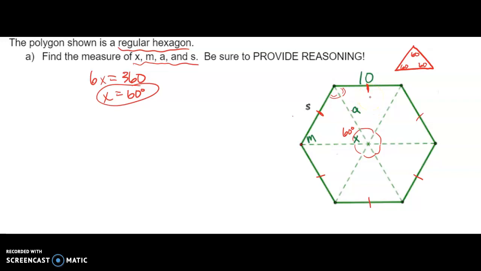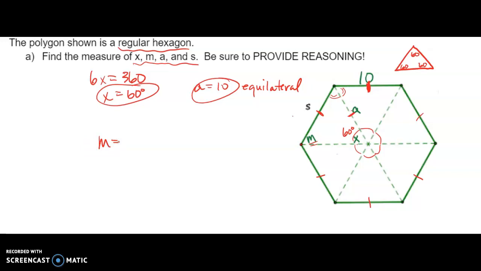a. So the measure of a, because these are all 60s, we know that this is also going to be congruent to this. So a is 10 since it's equilateral. So we're done there. Let's find m here. Measure of m.